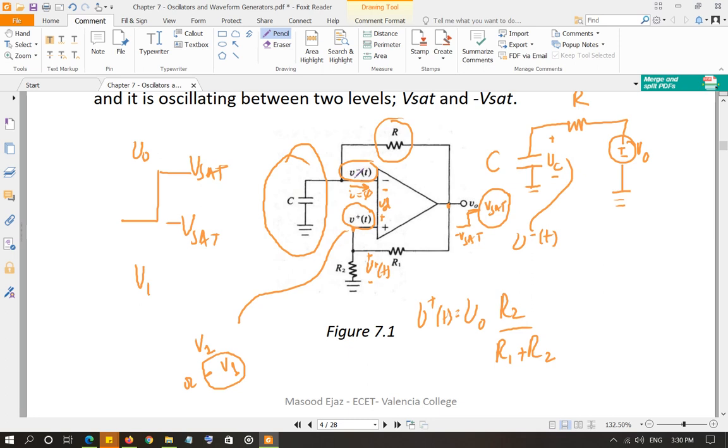because the inverting voltage will become less than the non-inverting voltage. As soon as that happens, the output is going to go back to Vsat, and V positive T will become V1. This voltage was at negative V1 at this time. So now it starts charging back towards V1, and this cycle will keep on going.